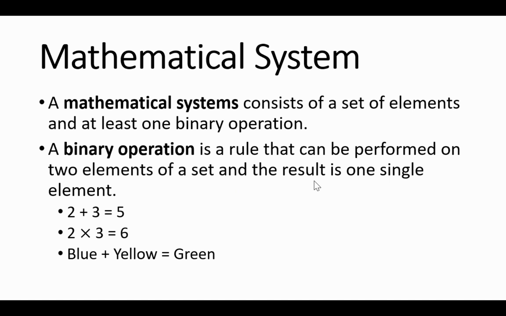A binary operation is a rule that can be performed on two elements of a set, and the result is one single element. So we take two elements and we can turn it into one. 2 plus 3 is 5. 2 times 3 is 6. Blue plus yellow, if we're talking about paint, is going to be green.